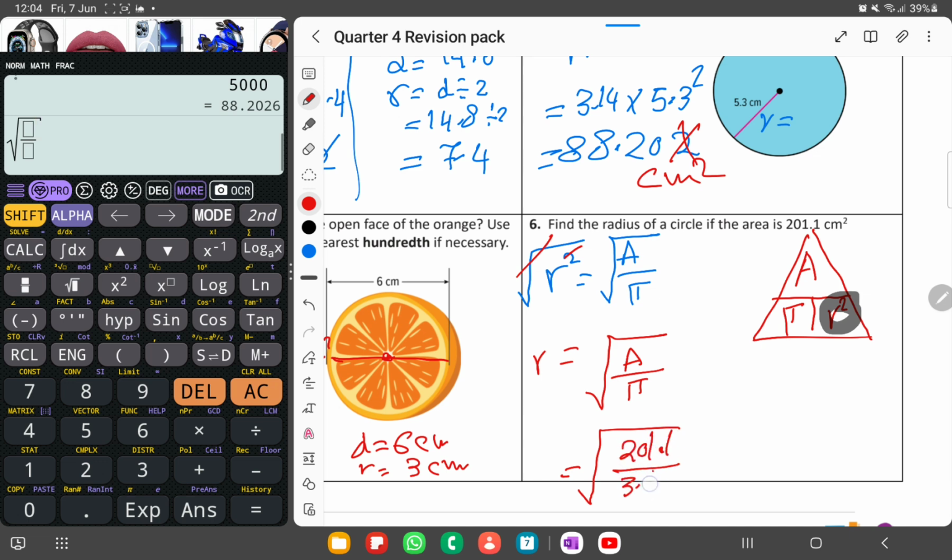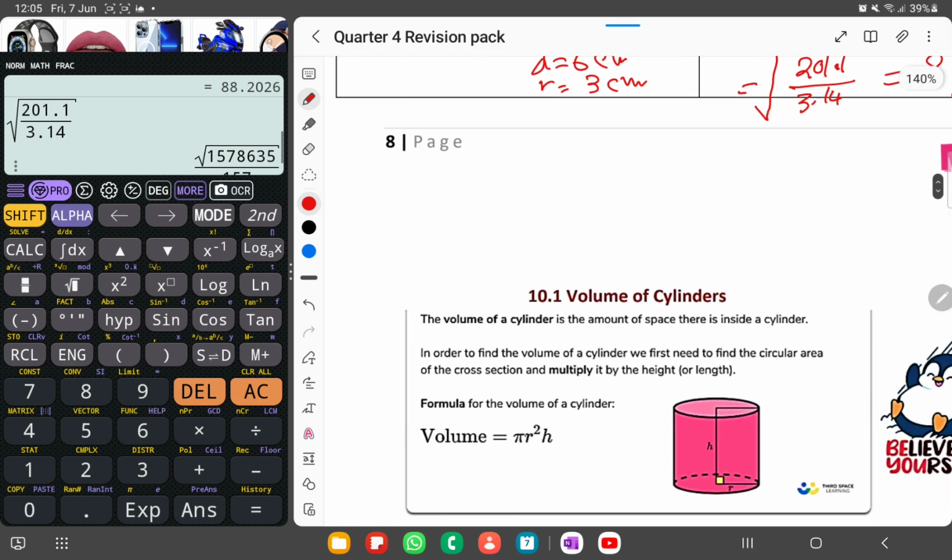201.1 over pi, which is 3.14. So 201.1 over 3.14 equals 8.002002. The 2 is weak, it's going to cancel. So it is, yes, 8 centimeters. Bravo. Easy. Alhamdulillah, we're done with circles.